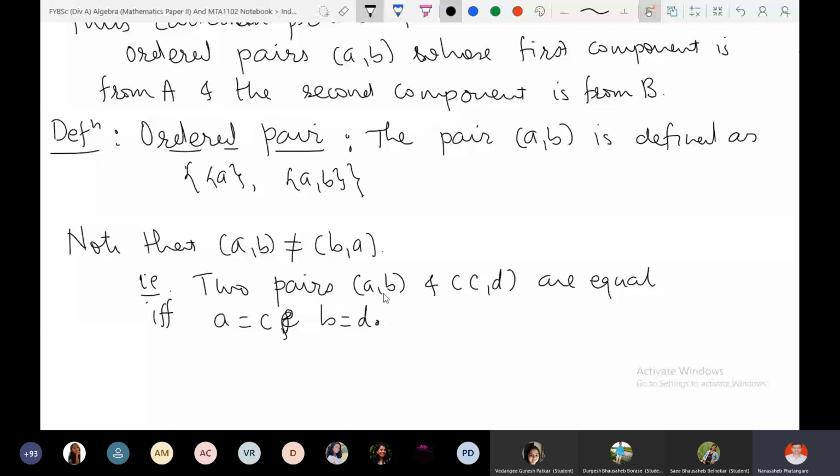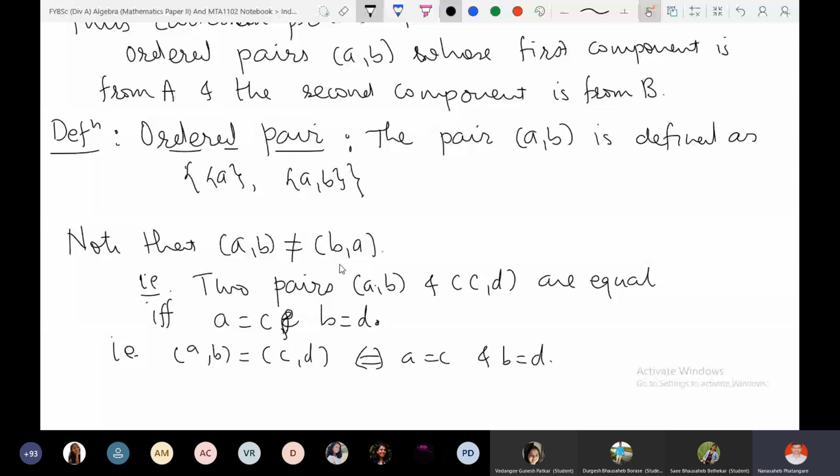if the corresponding first component is same, and the first component of this pair, that is ordered pair AB is same as ordered pair CD if and only if A is equal to C and B is equal to D. That means two pairs are equal if and only if the components are equal. And therefore, if we say AB is equal to BA, that means A is equal to B and B is equal to A. That means A and B are same, but that is not true in general. So that means AB is not same as BA. Okay, so let's come to this.